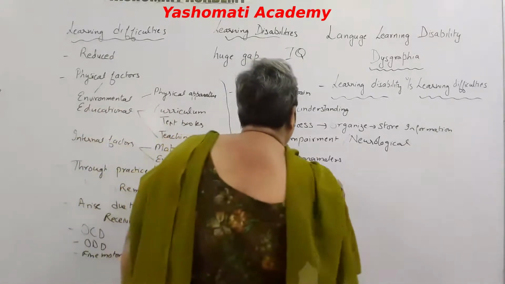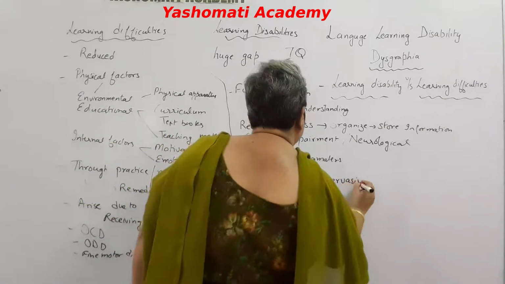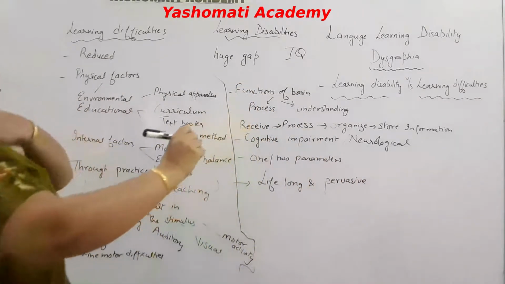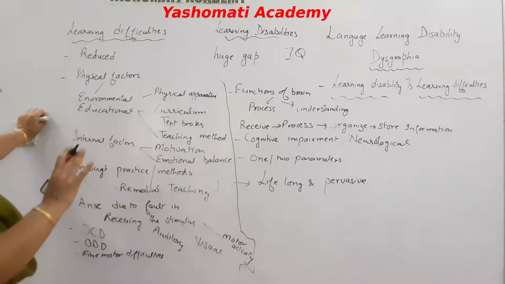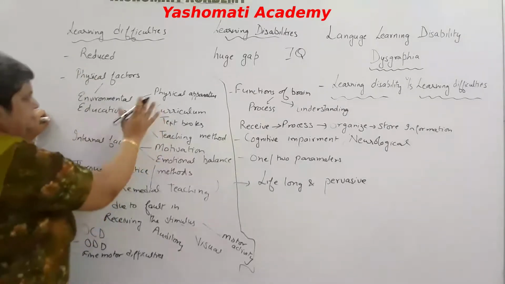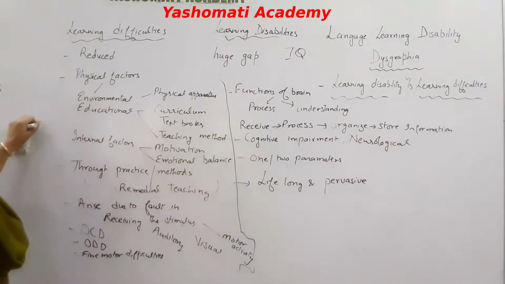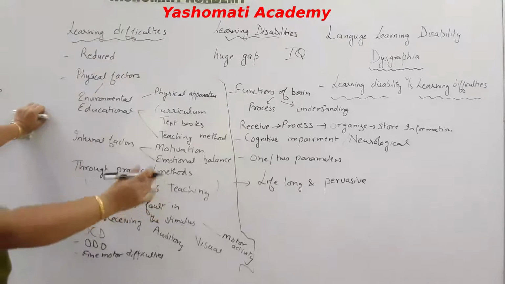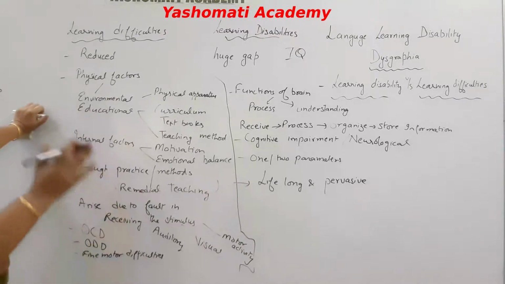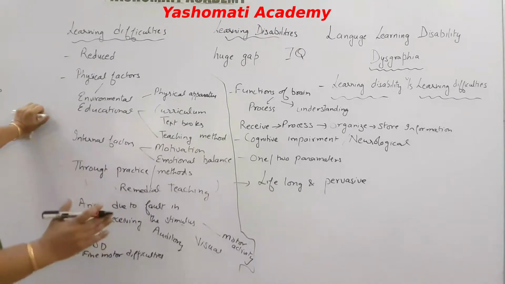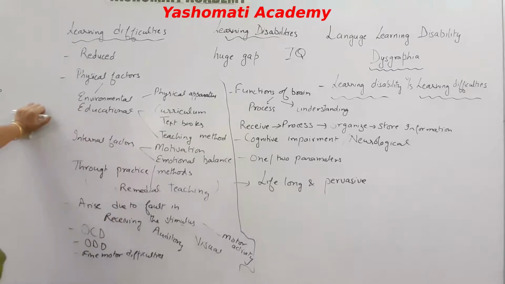So that means they are pervasive. That means they have a tendency to stay. They don't go away on their own. Whereas learning difficulties, if these factors are improved, then they will be gone. Whereas with learning disabilities, the factors which are controlling the disability are inside, related to the brain or a neurological disturbance. So by improving the environment or curriculum, these problems will not be solved, and usually they stay longer as compared to learning difficulties.